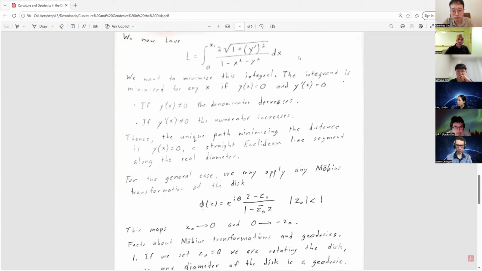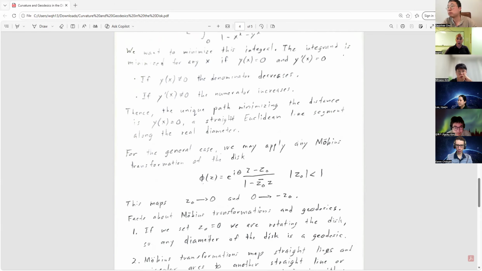And we note that the integrand for any value of x is minimized if y prime is equal to 0 and if y is equal to 0. Because if y is not equal to 0, then the denominator decreases. If y prime is not equal to 0, the numerator increases. So this integral is minimized when our path is in fact a straight Euclidean line segment along the real diameter of the disk.